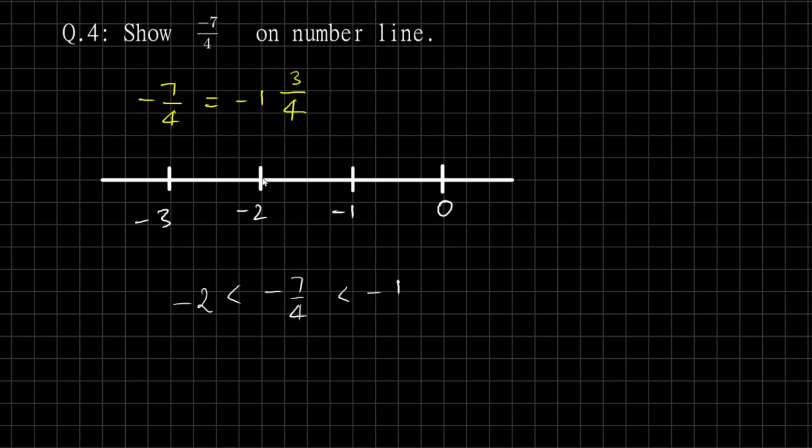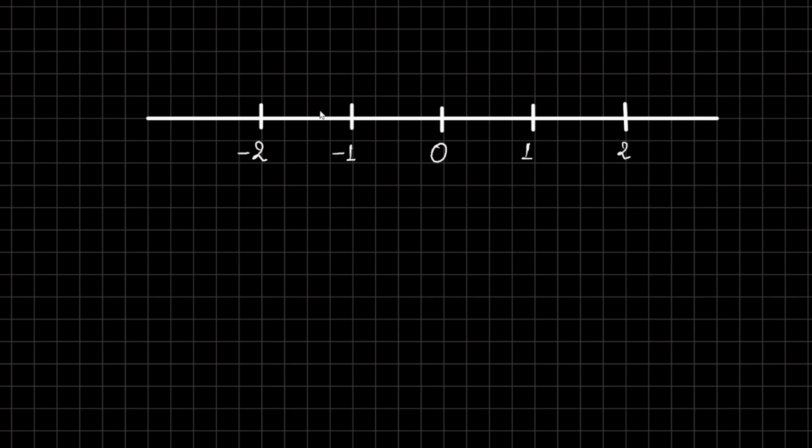So we focus on the interval between negative 1 and negative 2. Look at the remaining fraction, 3 over 4. Here the denominator is 4. So we divide the distance between negative 1 and negative 2 into 4 equal parts. We can do that by marking 3 lines. Okay. Now 3 is the numerator of the fractional part. So we move 3 steps leftward from negative 1. So 1, 2 and 3. This point is representing the number negative 7 over 4.